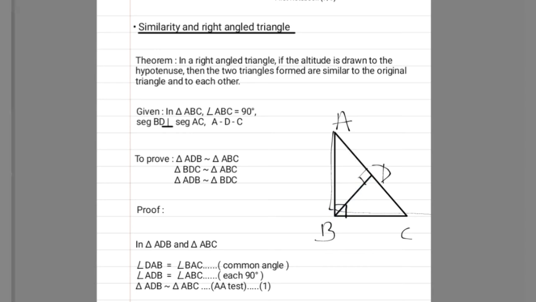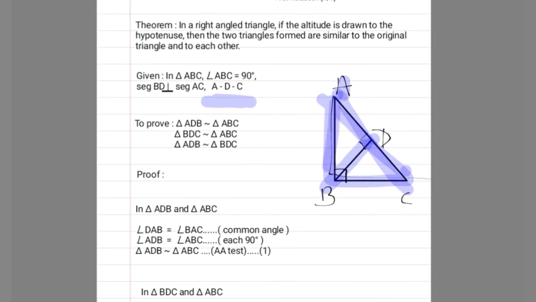The givens are that triangle ABC has a 90 degree angle, and BD is the segment which is perpendicular to AC. Now this is given because point D lies between points A and C, denoted by A-D-C. What we have to prove is that this smaller triangle is similar to ABC. Also this smaller triangle, that is BDC, is similar to the bigger triangle ABC, and the two small triangles are similar to each other. This is what we have to prove.